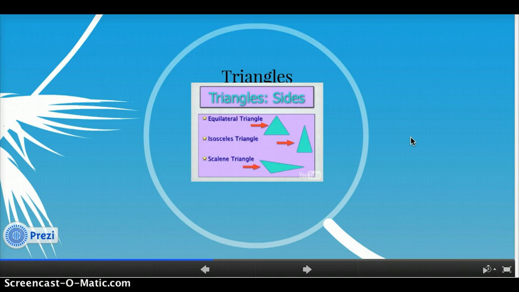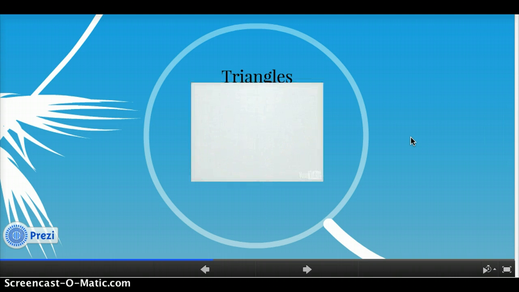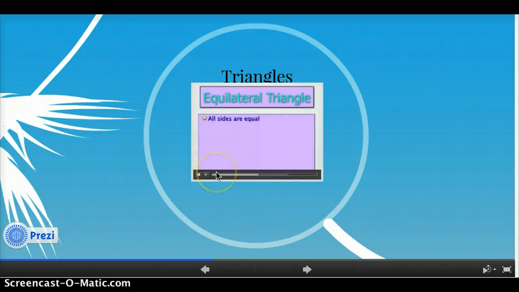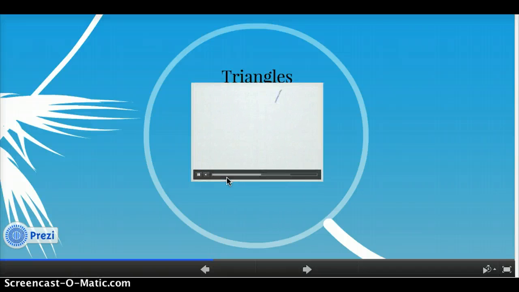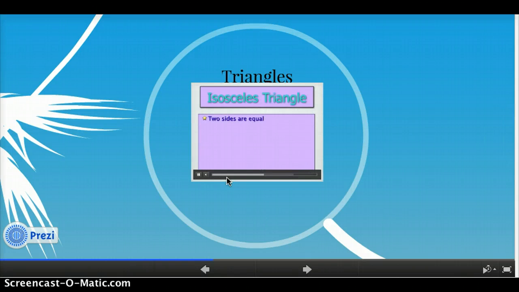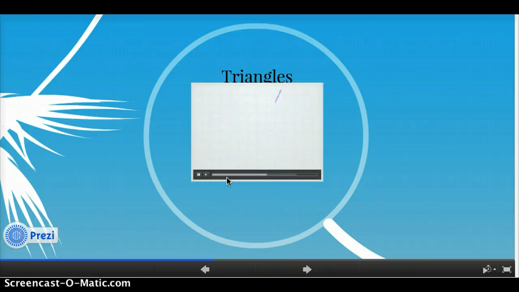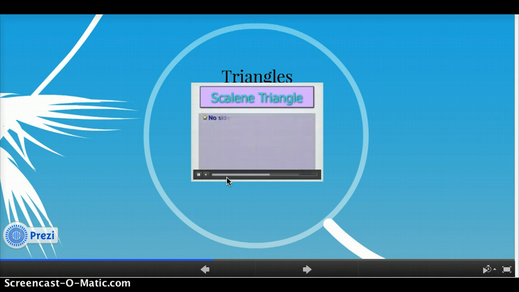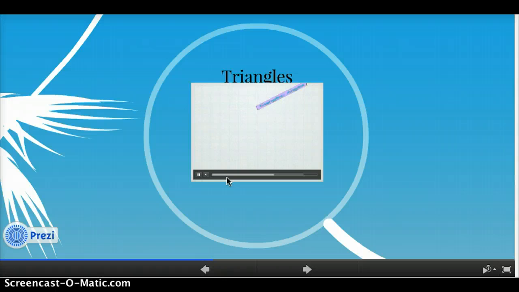Let's review real quick. All sides are equal on an equilateral triangle. And if we look at the isosceles, again, two sides are equal. And then the scalene, none of your sides are equal. All the sides are different, they're all different lengths. So it still has three sides.